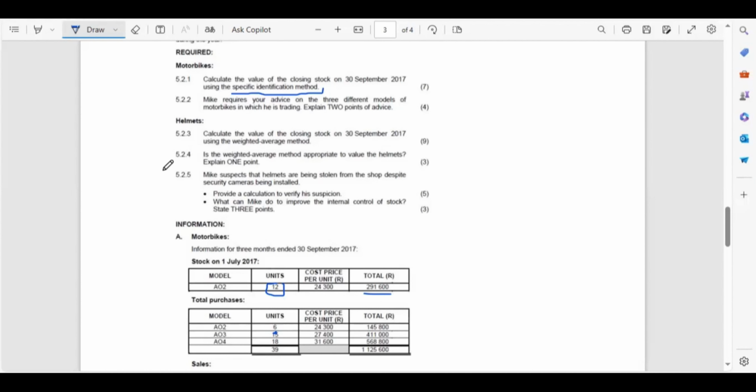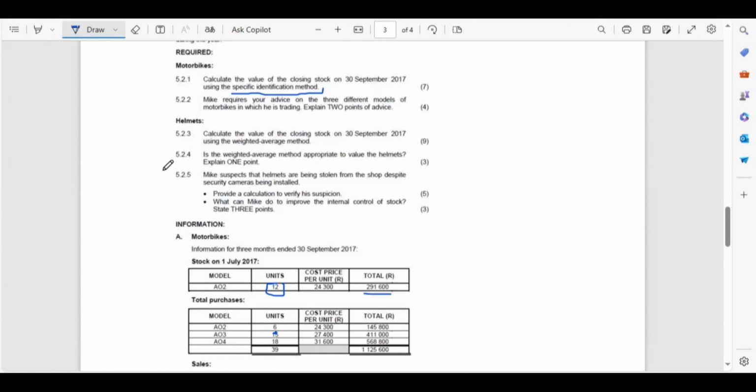Why? Because remember, we're using the weighted average to calculate the value of items which have similar value, or the value of your trading stock, which are similar items of similar value. This is what we use the weighted average method for, right? Now, you could also say yes, and give a reason why the other methods are not appropriate.